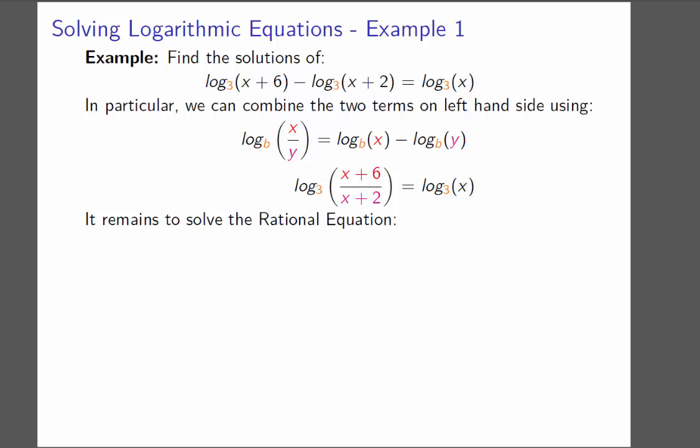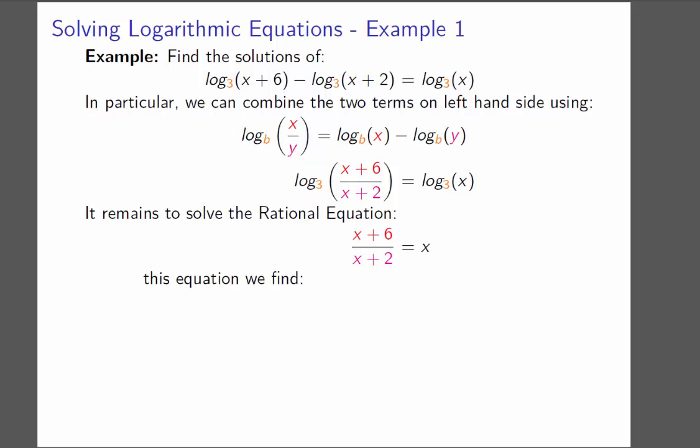So now that we've simplified the logarithms using its inverse exponentiation, it remains to solve the rational equation (x plus 6) divided by (x plus 2) equals x. If you'd like to see the steps of this equation done out, you can click the link to the left now. Solving this rational equation, we get the solutions x equals 2 and x equals negative 3.